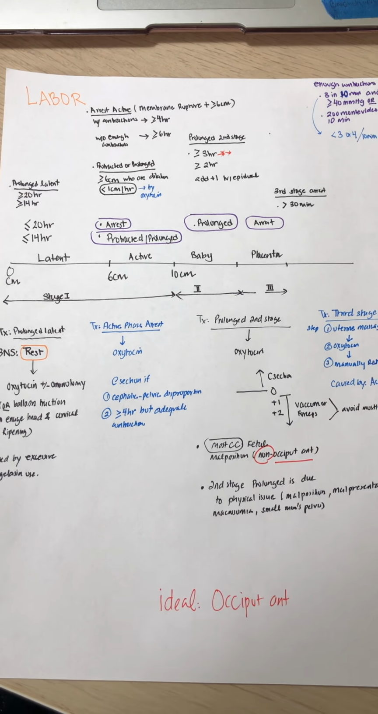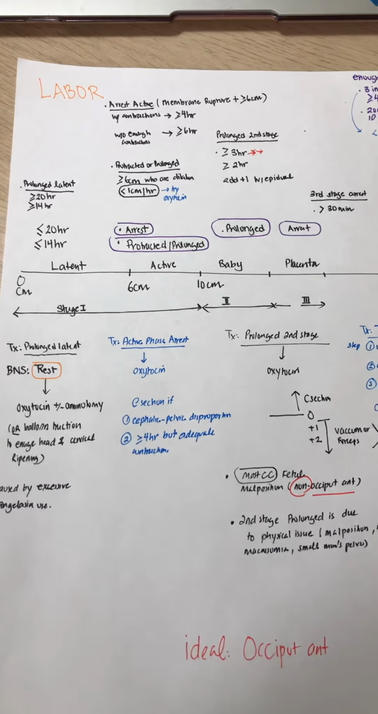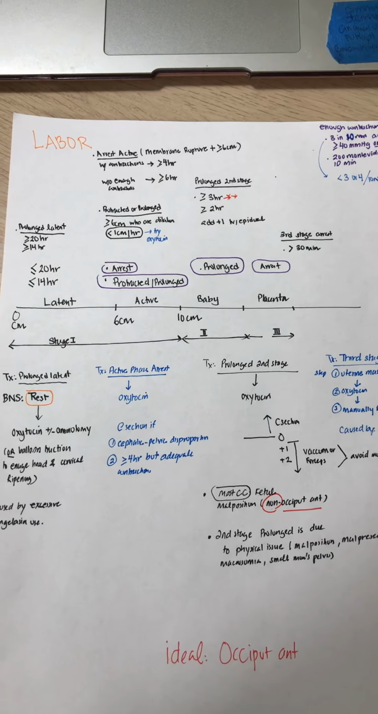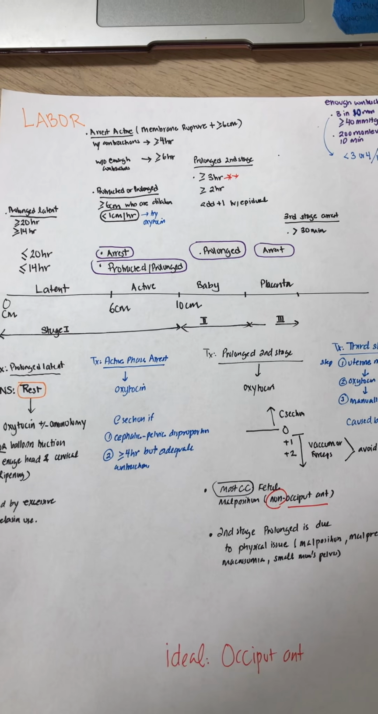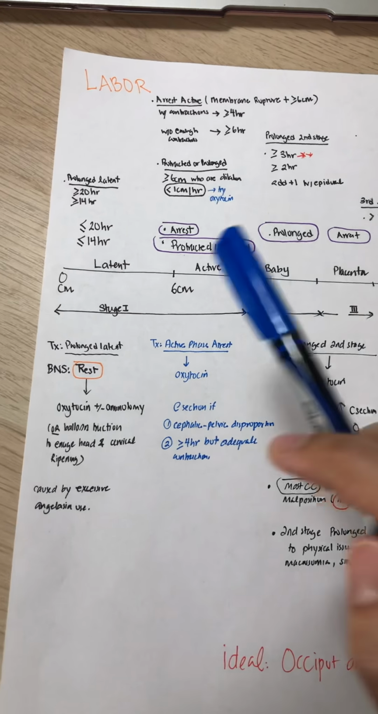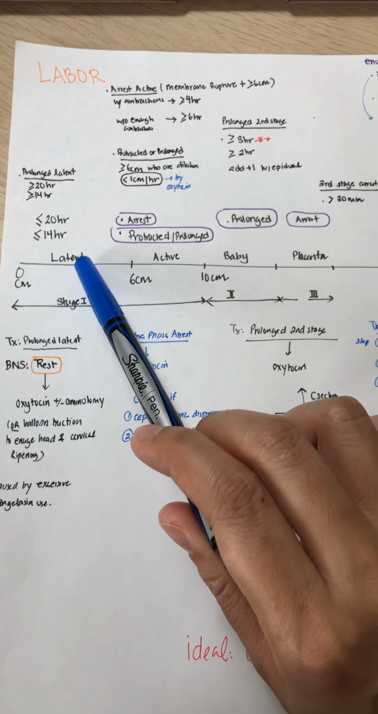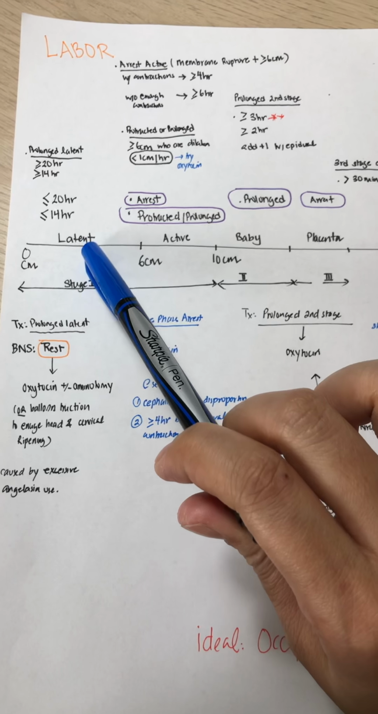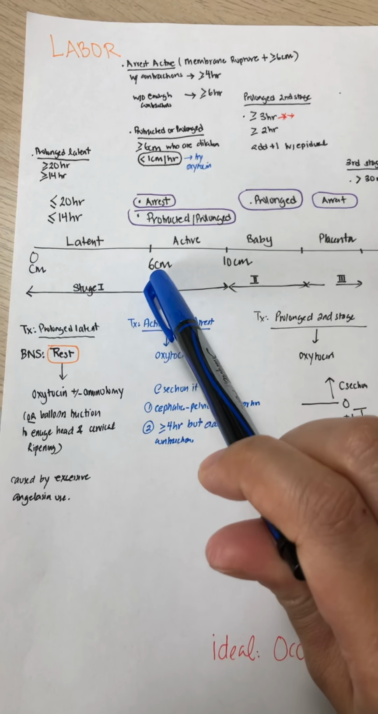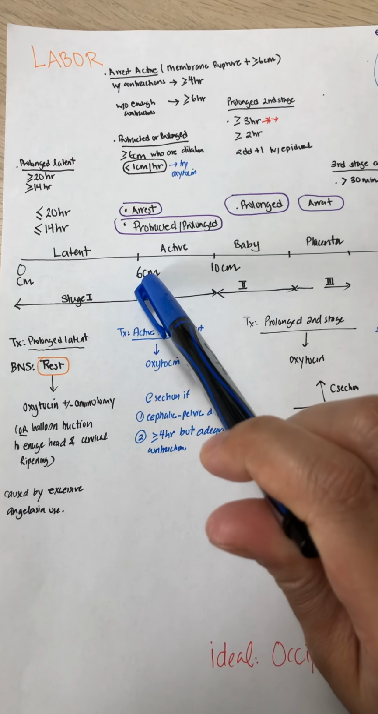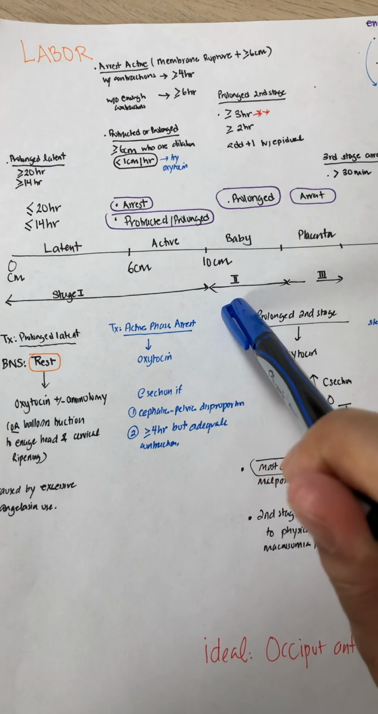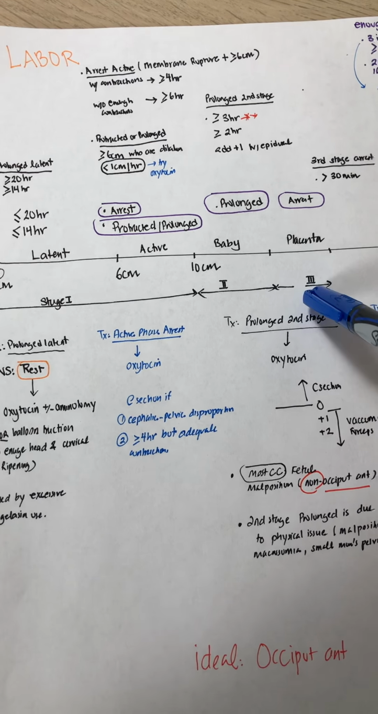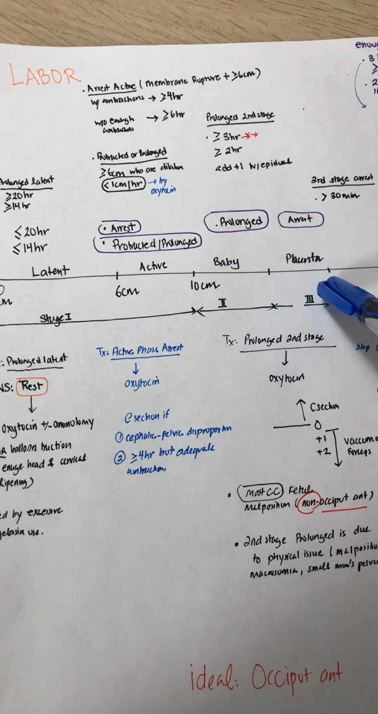Okay, today we're gonna talk about different stages of labor. Before we talk about abnormal labor, we have to talk about the normal stages of labor. The normal stages of labor are stage 1, stage 2, and stage 3. Latent stage is from 0 centimeter to 6 centimeter. Active stage is from 6 to 10 centimeter. Stage 2 is 10 centimeter to the baby out. Stage 3 is baby out to placenta.